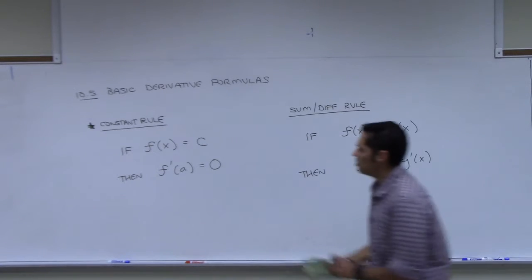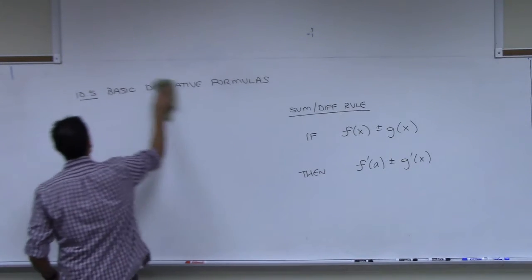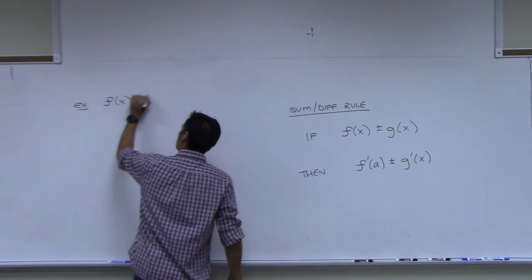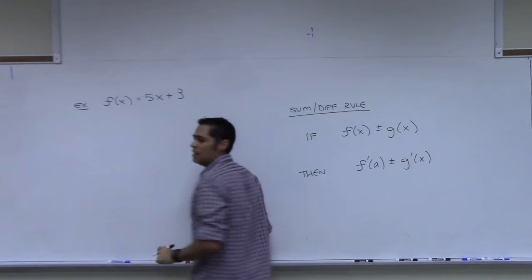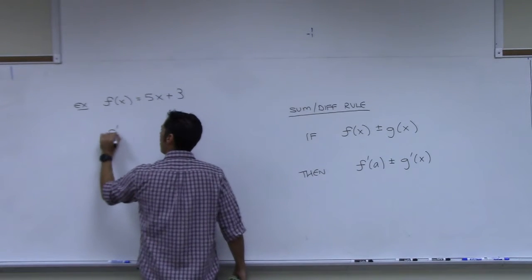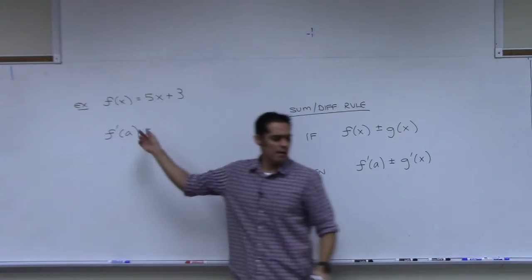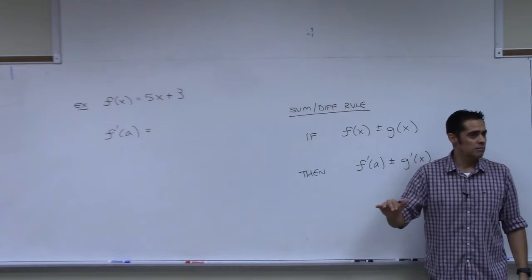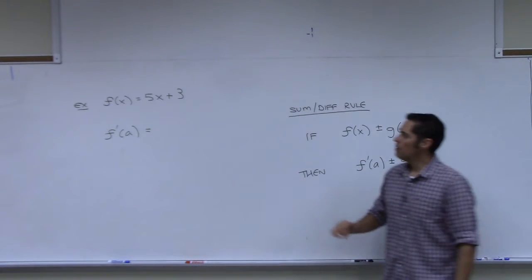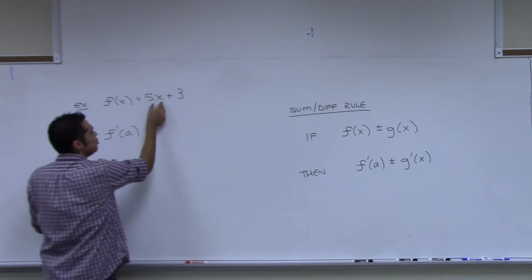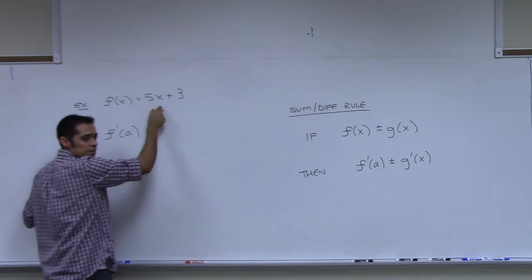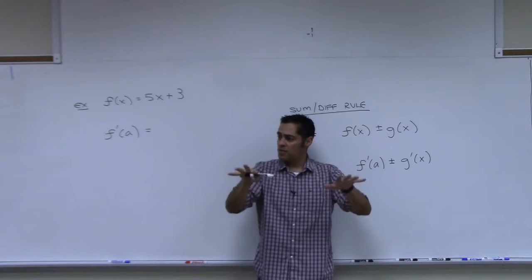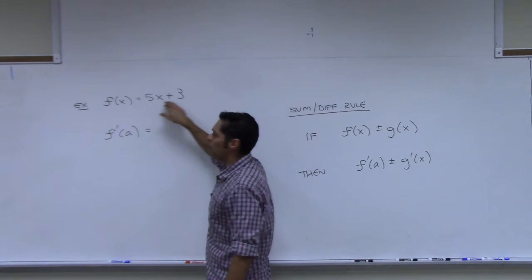Okay, what was the first example I gave you today? First example was 5x plus 3. Remember that? And I said, hey, let's go find f prime of a. And we did. What did we find out f prime of a was? 5. I'd like to show you how I could have gotten that answer without the limit now. Do you see that this function has two pieces being added together? This rule says that if I have two things being added together, I can do their derivatives separately. So I'm going to look at these individually.